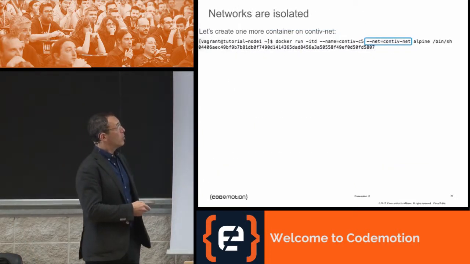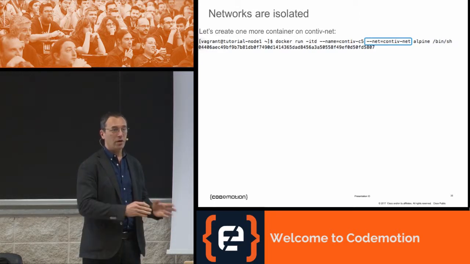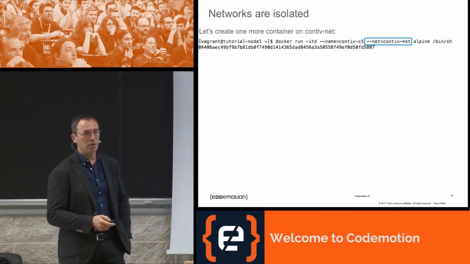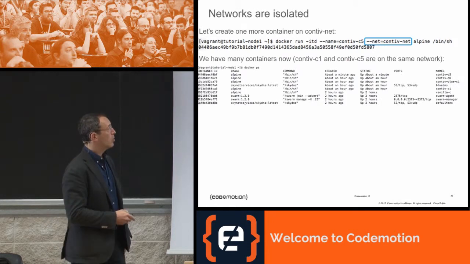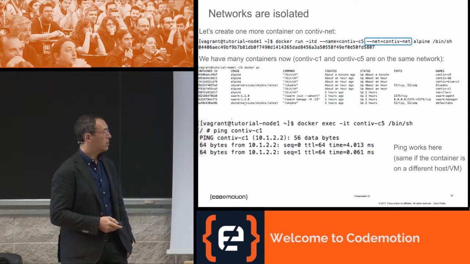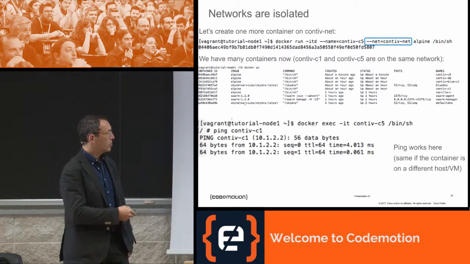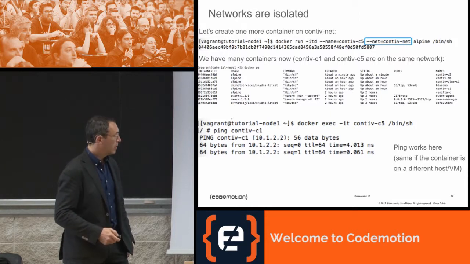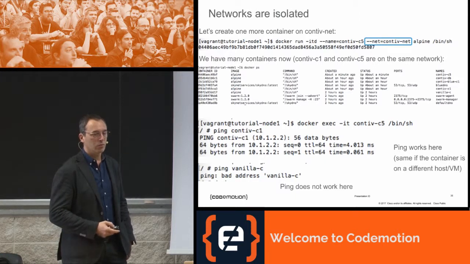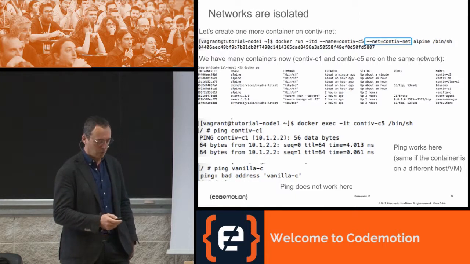Now I create one more. I will give it a different name, Contiv C5, just to show that they are on the same network, they can communicate, and of course they don't communicate with other containers on different networks. So those are the containers available now. I have Contiv C5, Contiv C1, and they are both on the ContivNet network that I have created. So they, of course, can ping to each other, but if I try to ping the vanilla C, the first container I created on the Docker network as a first step, they don't communicate.